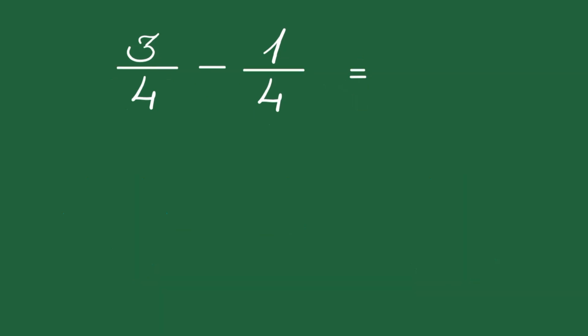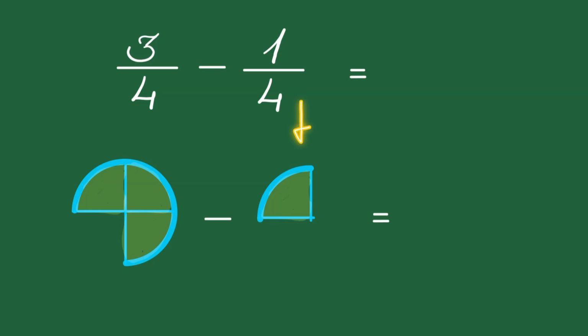Let's solve 3/4 minus 1/4. We already know how to represent the two fractions. It is evident that if we remove the second image from the first, we obtain half a circle. So the answer is 1/2.